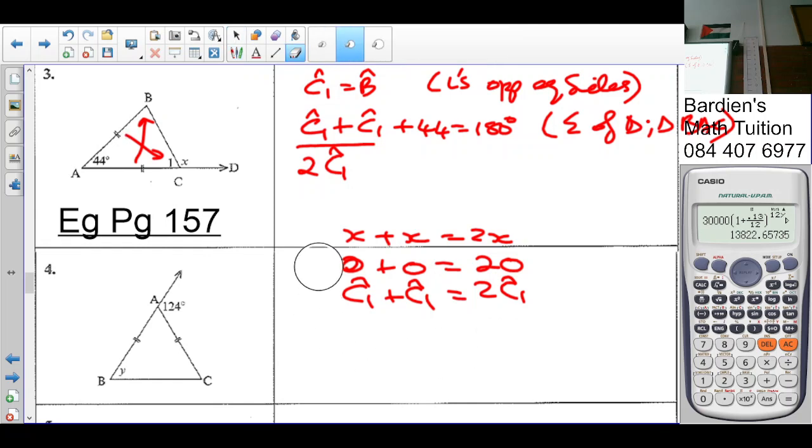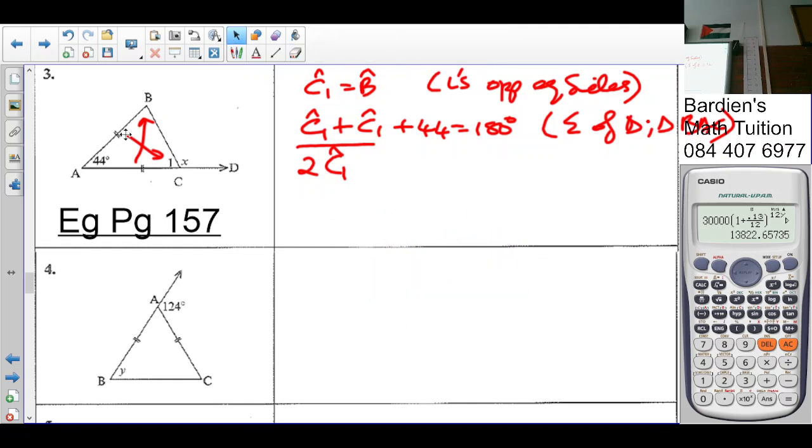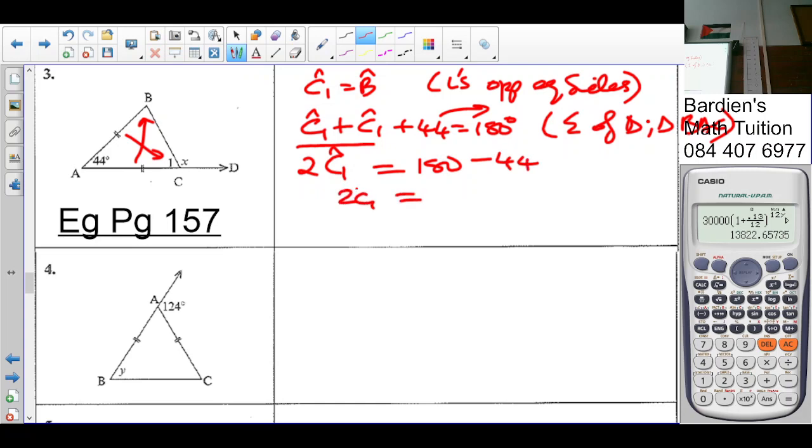You understand? Right. So 2C1 plus 44 equals 180, so it's 180 minus 44. What's 180 minus 44? 136. Divide by 2 both sides. C1 is equal to 68. But have I answered the question?